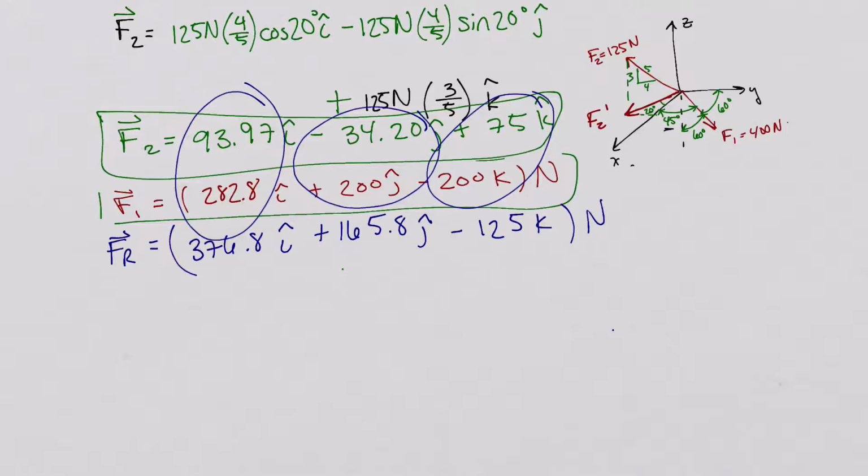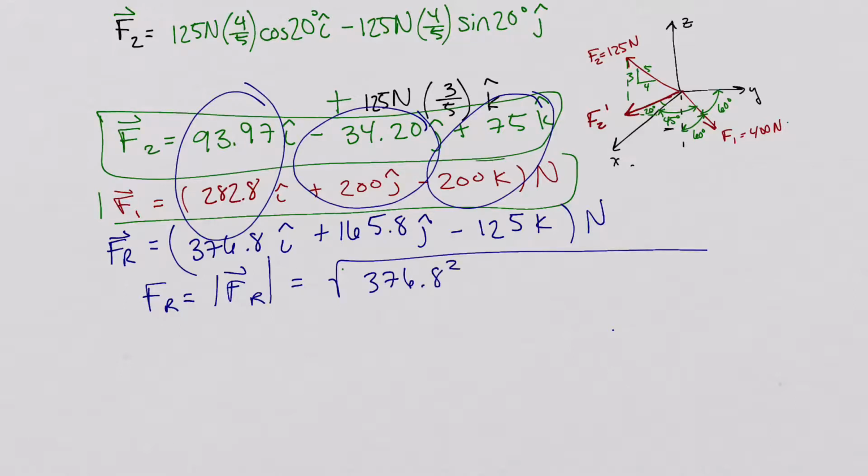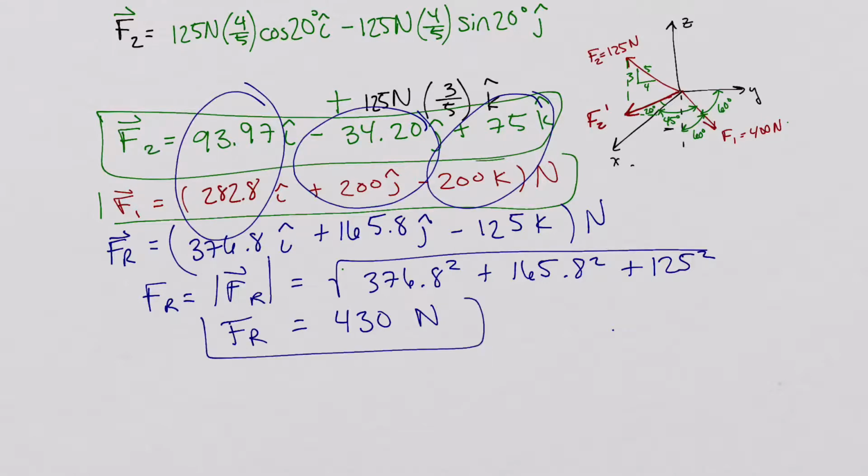All right, so I figured out what that vector is. So to figure out the magnitude of FR, we can just take the square root of each of the components. So square root of 376.8 squared plus 165.8 squared plus 125 squared, and just multiply that out. Take the square root, and we get 430 newtons. So that's that magnitude of FR.